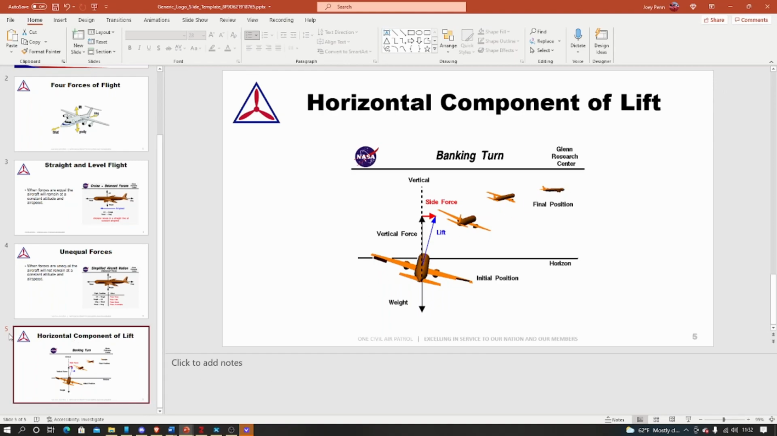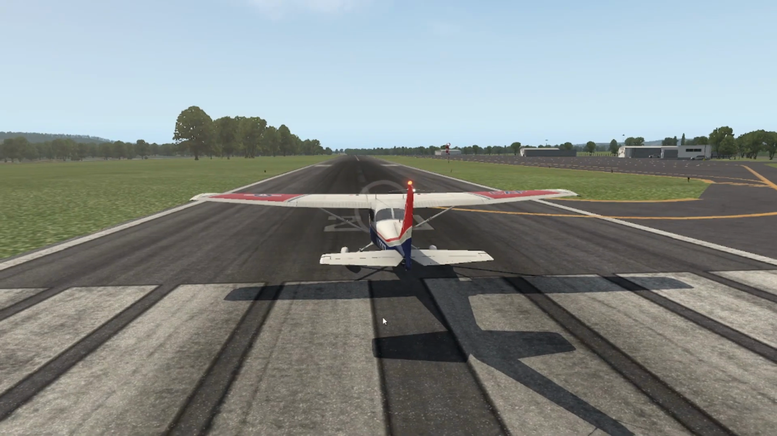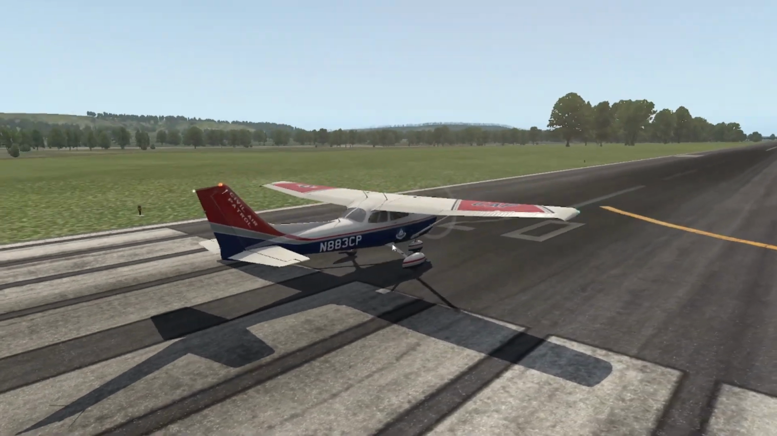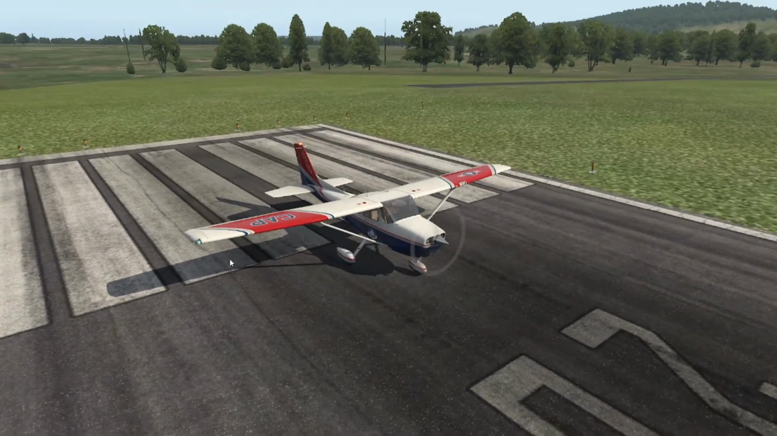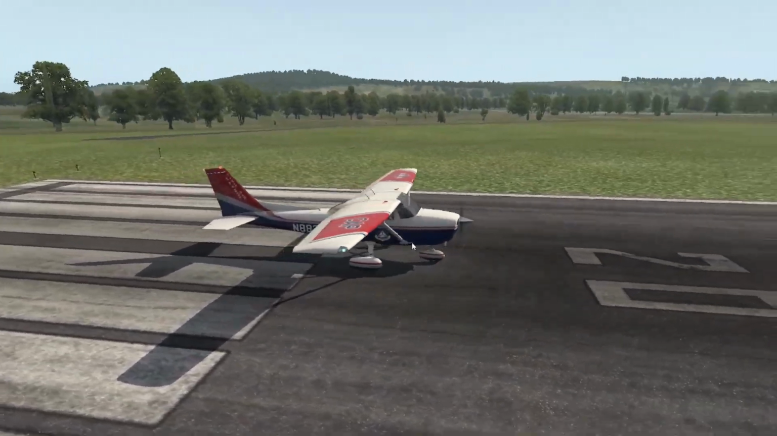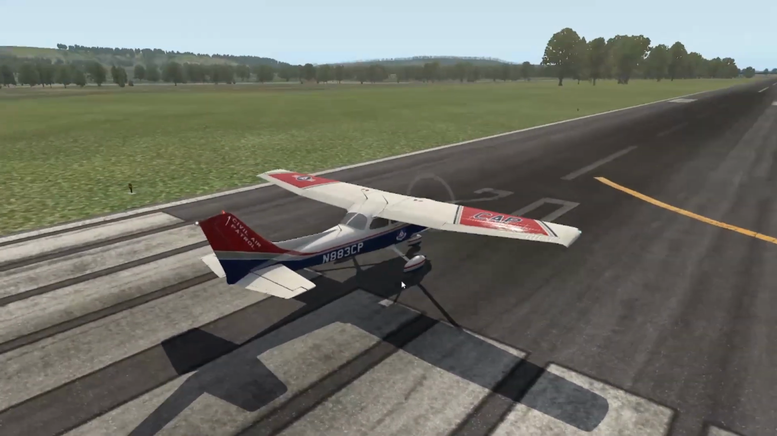Next, we will look at the controls of an airplane using the Cessna 172. For this portion of the tutorial, we will be demonstrating the basic flight controls of an airplane. In this case, we will use the Cessna 172.